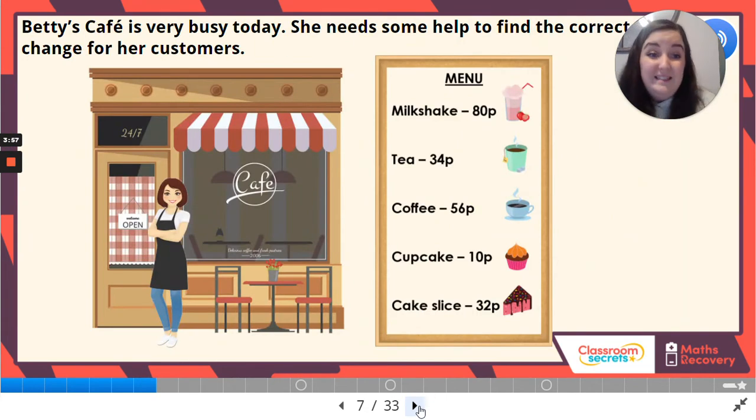Right, Betty's cafe is very busy today. She needs some help to find the correct change for her customers. So there's her menu. Got some nice things on there. Oh, look at that. Looks like a strawberry chocolate cake.